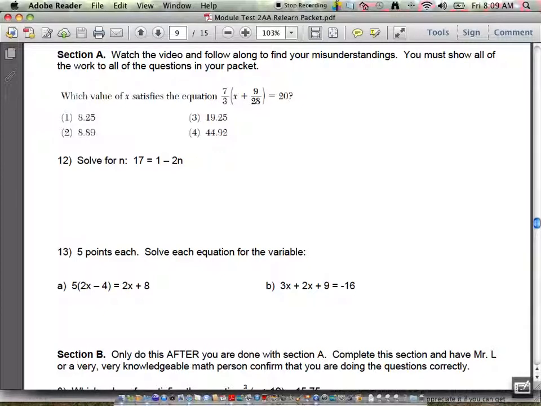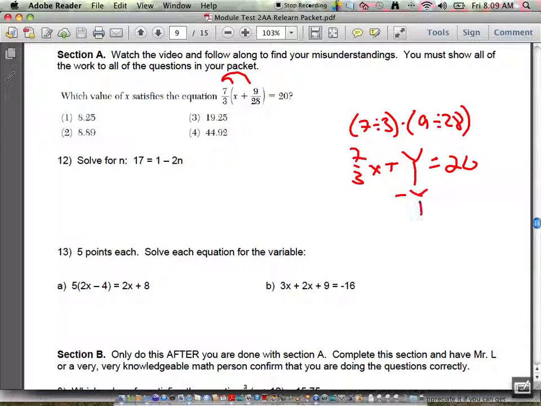So what you could do, if you wanted to, was enter the following. Parentheses 7 divided by 3 parentheses. And then we know it's going to be times x, so that would give me 7/3 x. But then I got to do it times the 9/28. And then times parentheses 9 divided by 28 parentheses. And then get that value in here plus, and whatever that value is, call it y, whatever it is, equals 20. And then you could subtract whatever the value you got is.